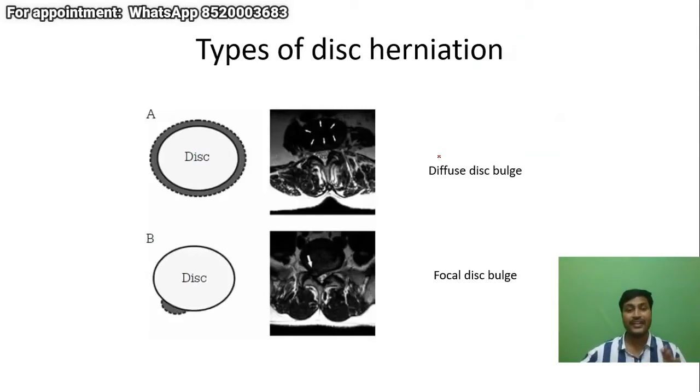So, coming to neuroradiology. What is the normal shape of the disc in the axial cut? The normal shape of the disc is this way, that is, posteriorly there is a concave surface. This is normal.